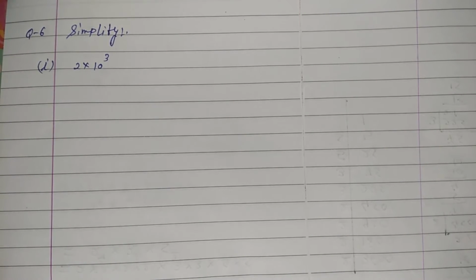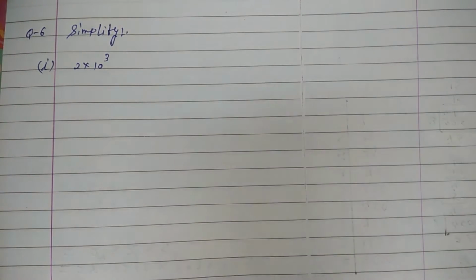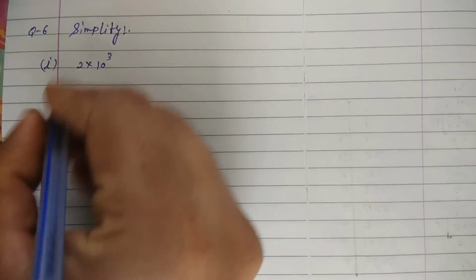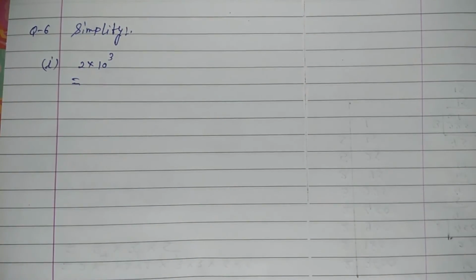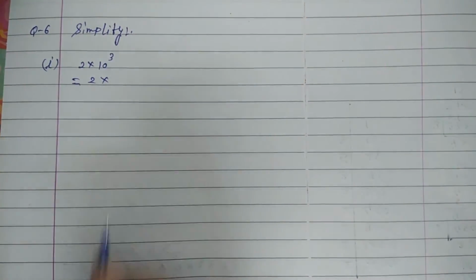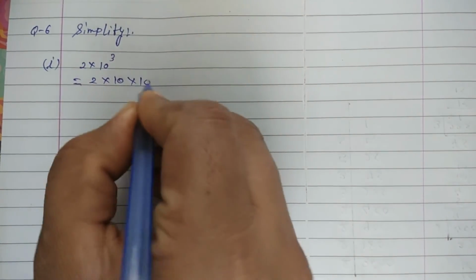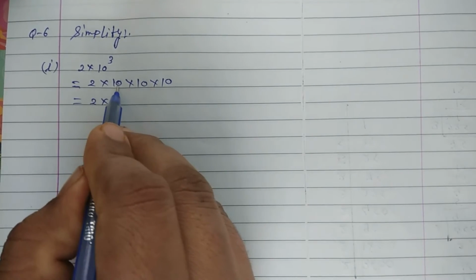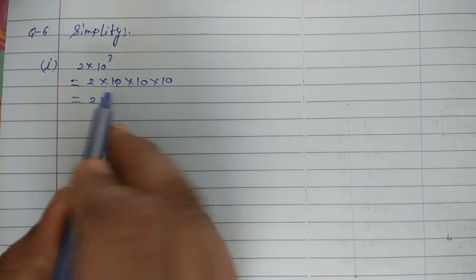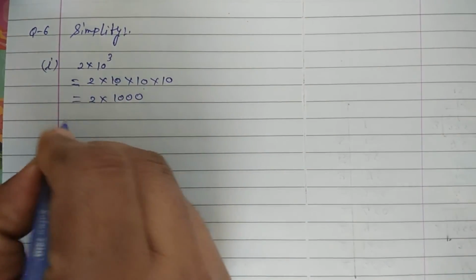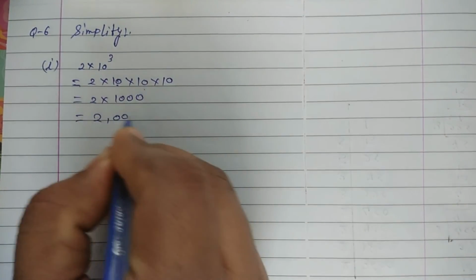Next question, simplify. Sum number 1, 2 multiplied by 10 cubed. So here we have to find the value of this number. 10 cubed means 10 multiplied 3 times, so 10 tens are 100, 100 tens are 1000. And 1000 multiplied by 2, that is 2000.